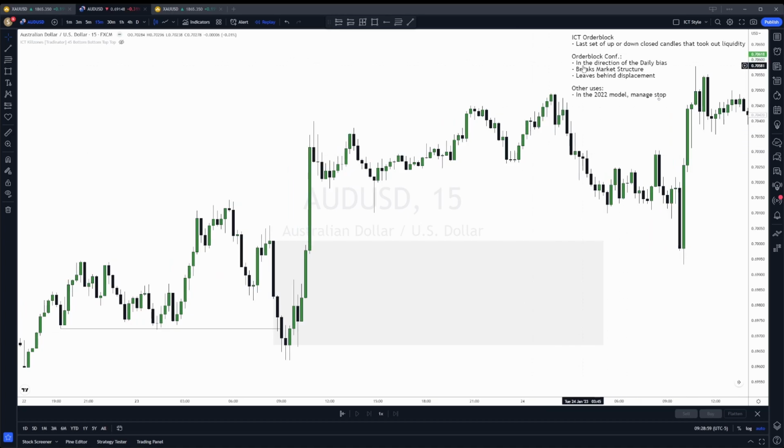And now we're going to have to identify, is this a strong order block? So what do we check? Is it within the direction of our daily bias? Now here we don't have a daily bias, but let's assume it is. So then we check off that confluence and the order block becomes stronger. Does it break market structure? Yes, it does. Right here it does. And do we leave behind displacement and imbalance? Yes, we do. So at this point, we can mark this top out right here as our order block.